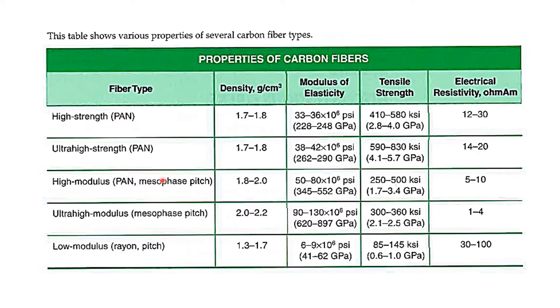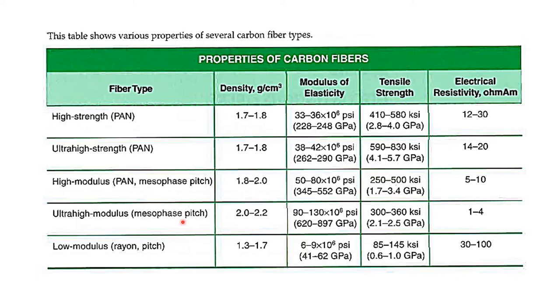Here is another table showing the various properties of several carbon fiber types. So we have fiber types right there. Every time you get a table, you're going to scan the data. You have to spot the maximum and the minimum right away, and realize what they are. Then, for the modulus, here this is the highest and here is the lowest. And when you look at it, you see ultra high modulus, low modulus.